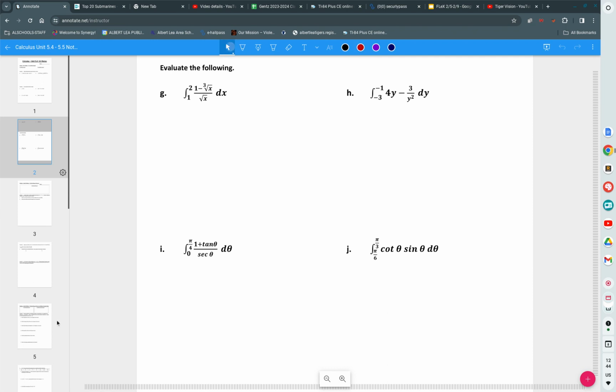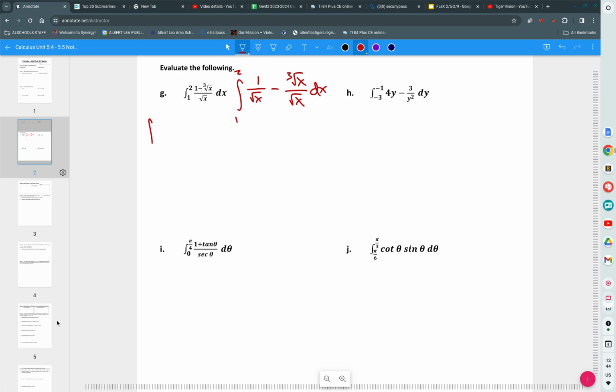And so what I'm going to do is I'm going to start by simply rewriting this expression as the integral from 1 to 2 of 1 over the root of x minus the cubed root of x over the square root of x dx. Is everybody okay with that? So you can take a fraction and break it up into two parts. Just break each piece up over the denominator.